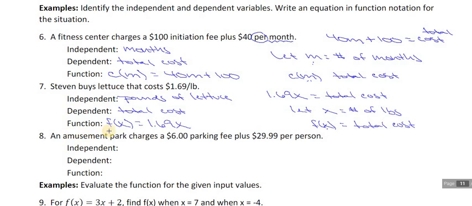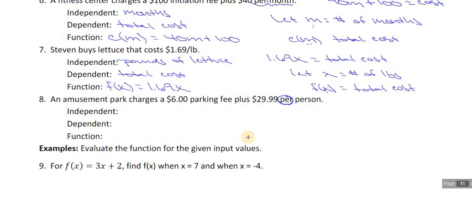Number 8, an amusement park charges a $6 parking fee plus $29.99 per person. So again, we've got that word per, so we've got a slope here, a rate of change, multiply. So the amount that you have to pay depends on how many people you're taking into the park. So my dependent variable is going to be my total cost again.